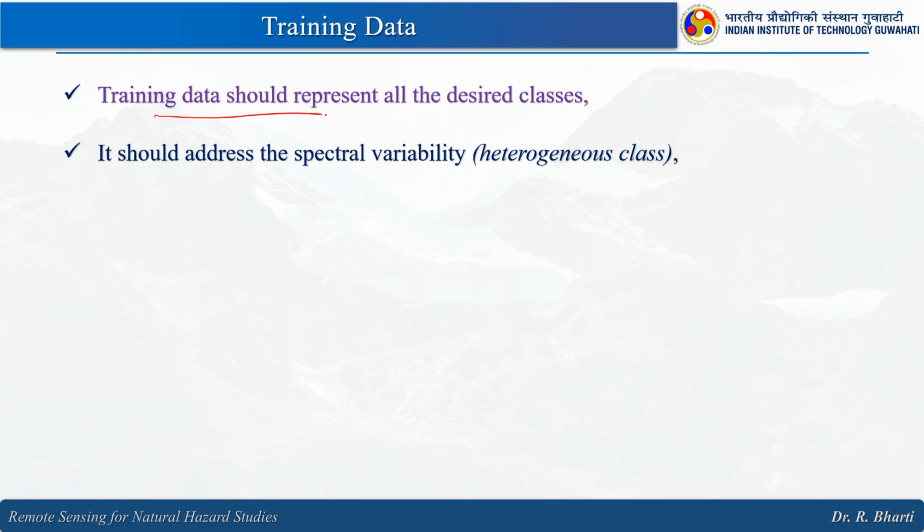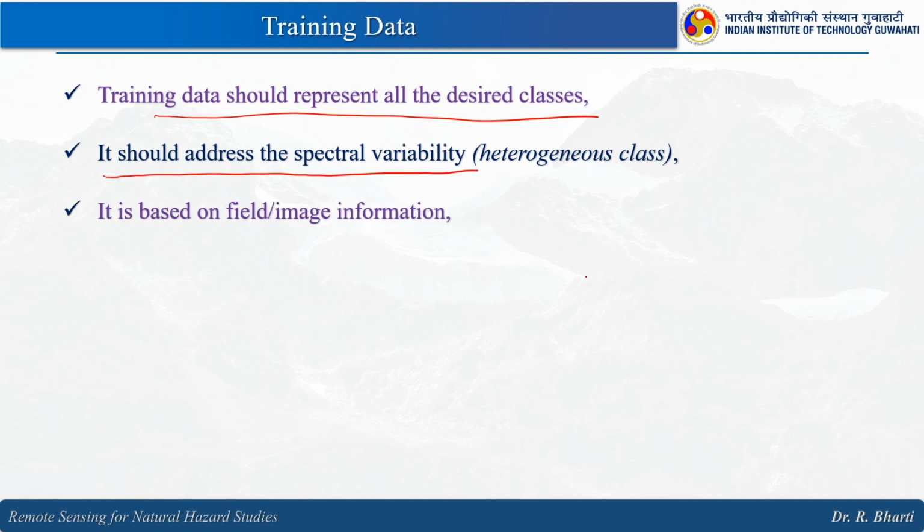The training data should represent all the desired classes. So, if I want 5 classes, corresponding to those 5 classes, all the data sets should be captured in the field. It should address the spectral variability, meaning within a class, if you have different objects, let us say vegetation, if your area has 5 different vegetation species, you should have the locations of those 5 different vegetation species, so that the variation in the DN values or the reflectance should fall under one class, which is vegetation.